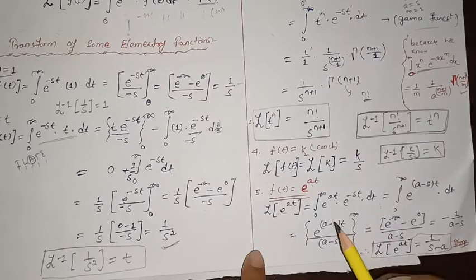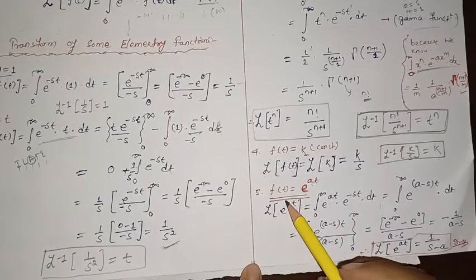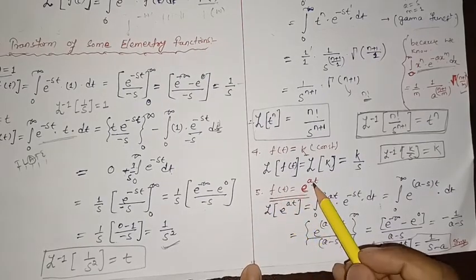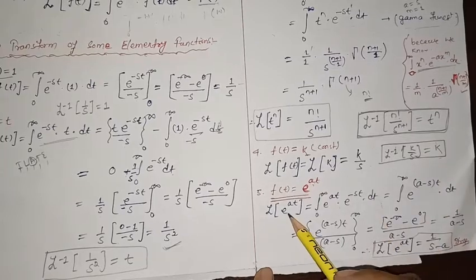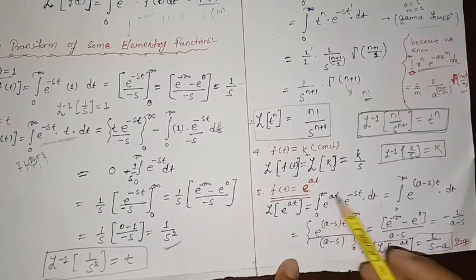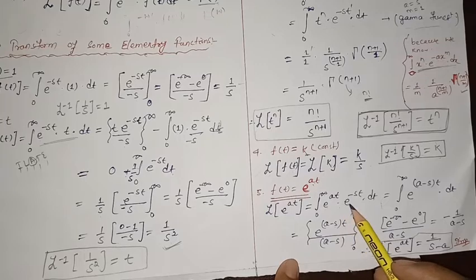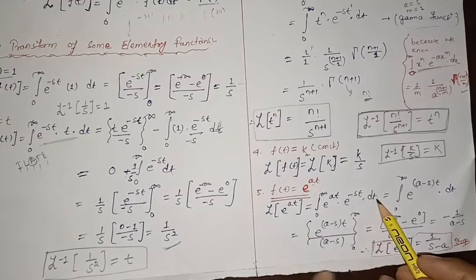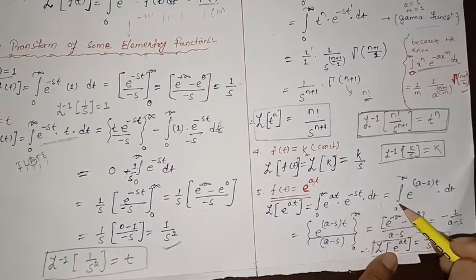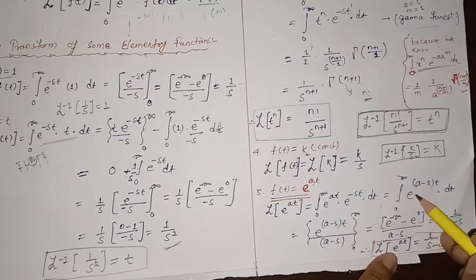Okay, now we are going to go for the fifth function, that is f(t) equal to e to the power at. So the Laplace transform of e to the power at will be written as the integral from 0 to infinity of e to the power at, the function, into e to the minus st into dt, and this will be written as the integral from 0 to infinity of e to the power (a minus s)t dt, right?